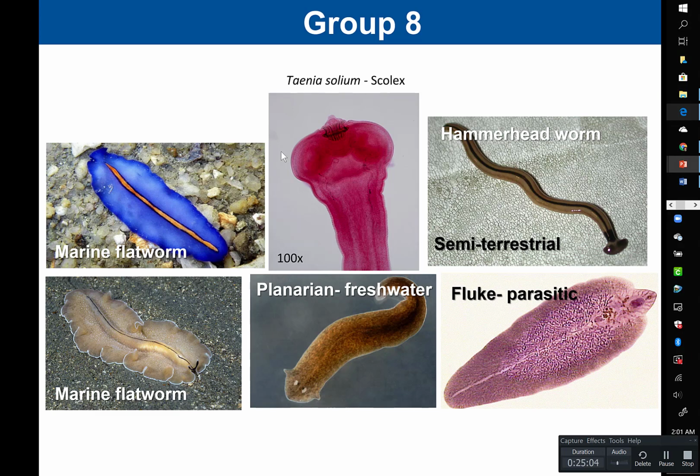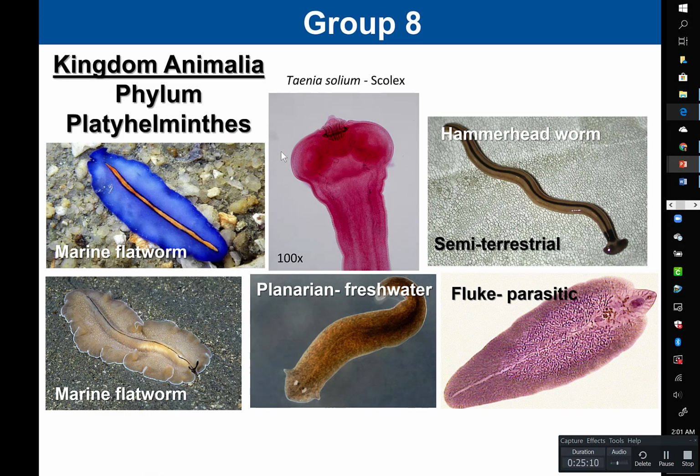What is their taxonomy first? Answer for group number 8, these are Platyhelminthes. The way I remember this one, flat. These are your flatworms. So Platyhelminthes, we have some examples here. These are both 2 types of marine flatworms.